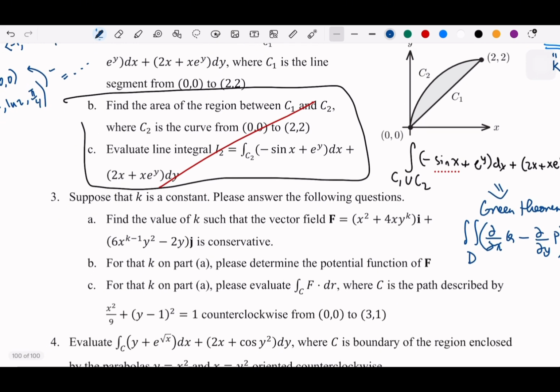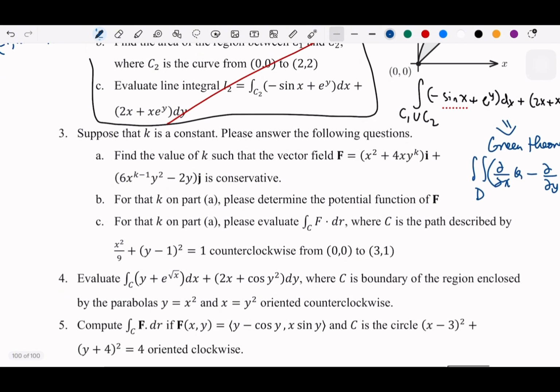Okay, now I think this number three also, I think it could be described very similar to the first one. So how to determine the conservative? We can state using the Green theorem if you want.